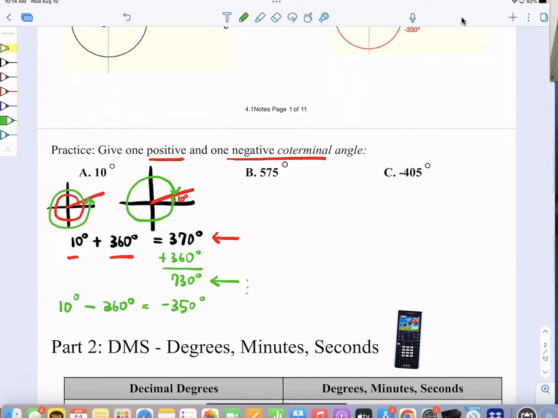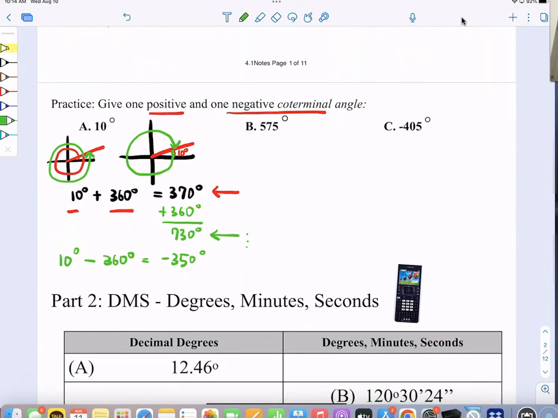Now, how do you check to see that you traveled correctly or that you end up at the same terminal position? Well, let's try. Let's travel negative 350. That's 180, right? Almost 180, but it's actually right here. And that's 10 degrees, right? Whether you go this way or this way, you should still get 350.